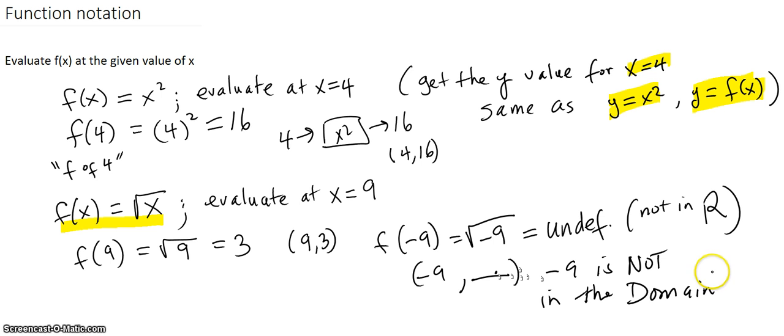That means that negative 9 is not in the domain of the function. Because it's not in the first coordinate list of the points of the function, because negative 9 comma anything isn't a point in the function. So anyway, that's function notation, and that's pretty much all there is to it.